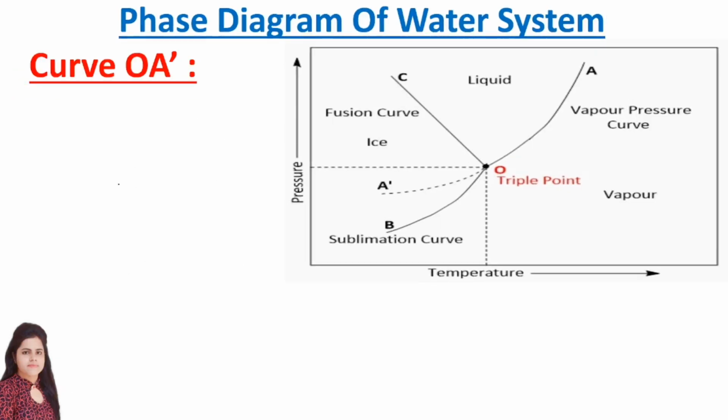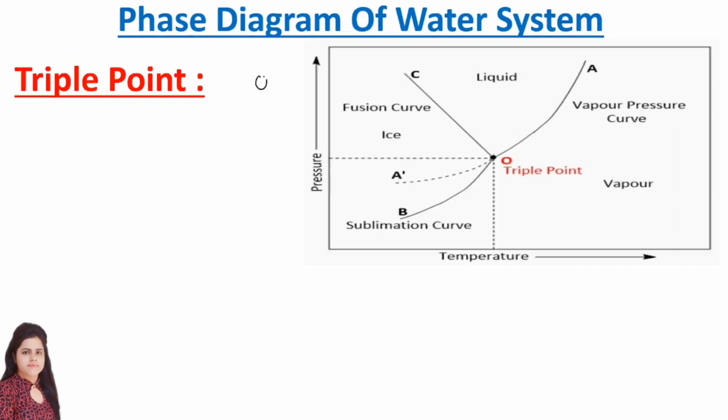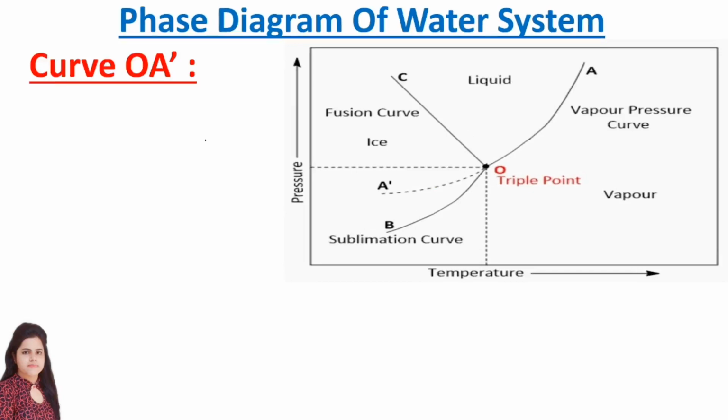Then we have the triple point O. What is the triple point? It is where all the states coexist: solid, liquid, and gaseous states can all exist at this point. If you count the degree of freedom, C minus P plus 2, the number of components is 1 as usual, but the phases are 3 because all the states can exist, plus 2. So it will be 0, which means it is non-variant at the triple point O.